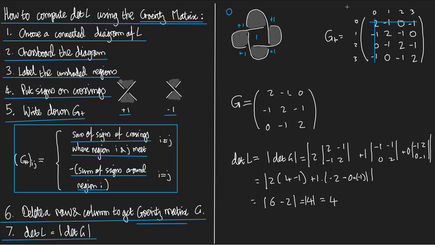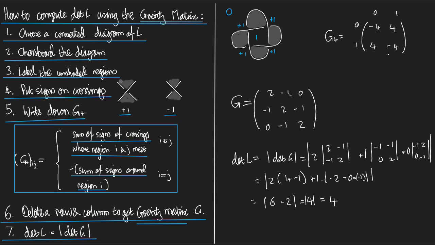So now my G plus, it's not at all 4x4, it's 2x2. 0, 1, 0, 1. In the 0, 0 entry, I get the sum of the signs around region 0. Well, those are 4 plus 1s, so we get minus 4. Between region 0 and 1, there are 4 plus 1s, so I get 4. And similarly, this is a minus 4.